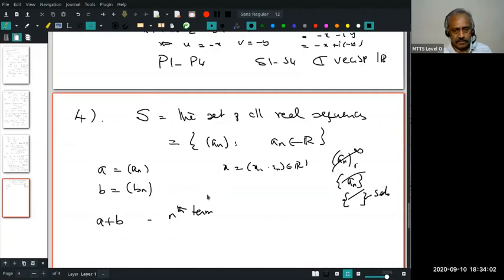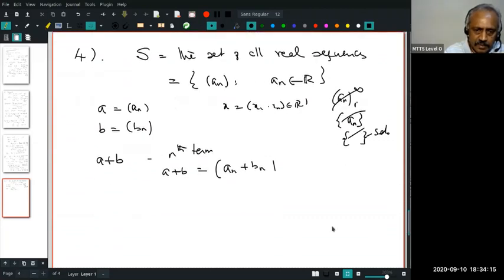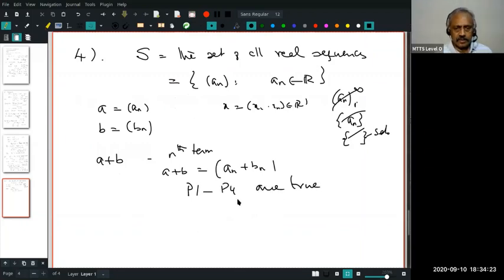You already know, a plus b is the sequence whose nth term is a_n plus b_n. That is the sum of the nth terms of the sequences a and b. With this addition, you can check P1 to P4 are true, because a plus b is the same as b plus a.